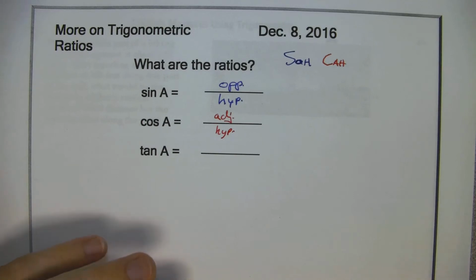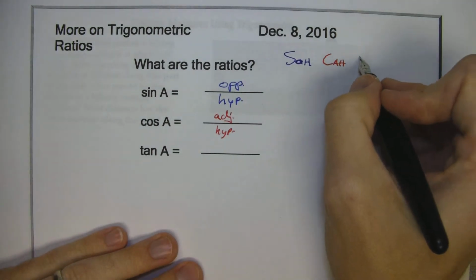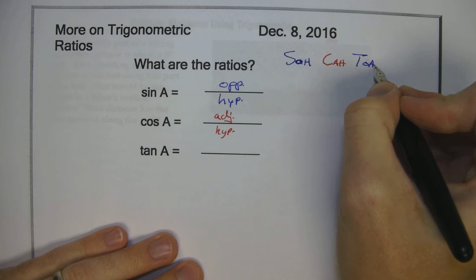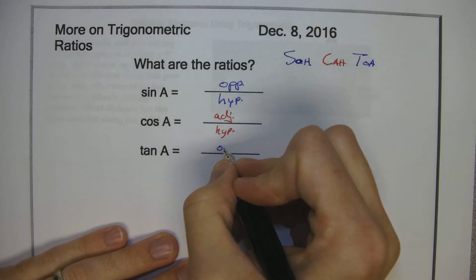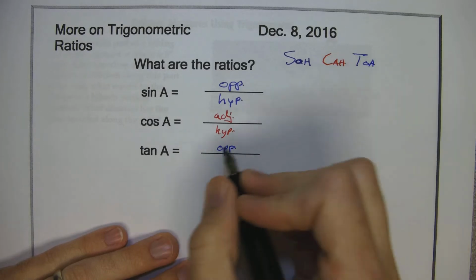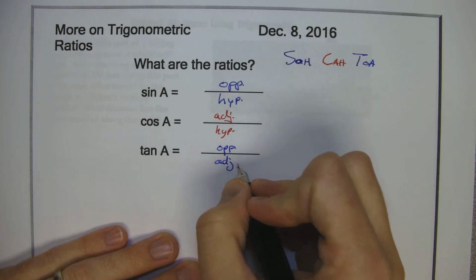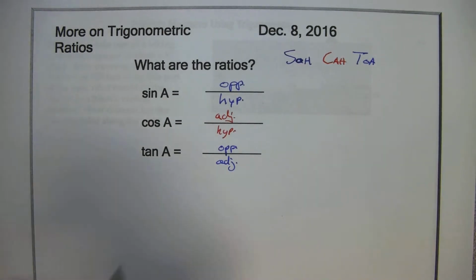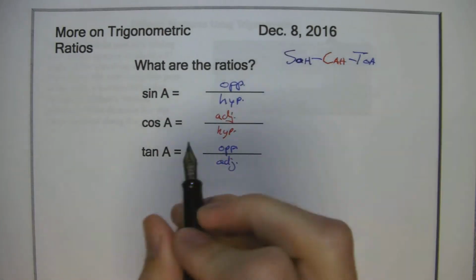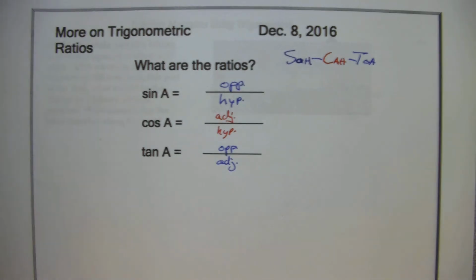And then, last but not least, our tangent, TOA. So SO, CA, TOA. And in this case, tangent is opposite over adjacent. And there we are. So again, if this mnemonic device helps you, use it. If you don't need it, don't. Just a quick reminder of what the relationships are.